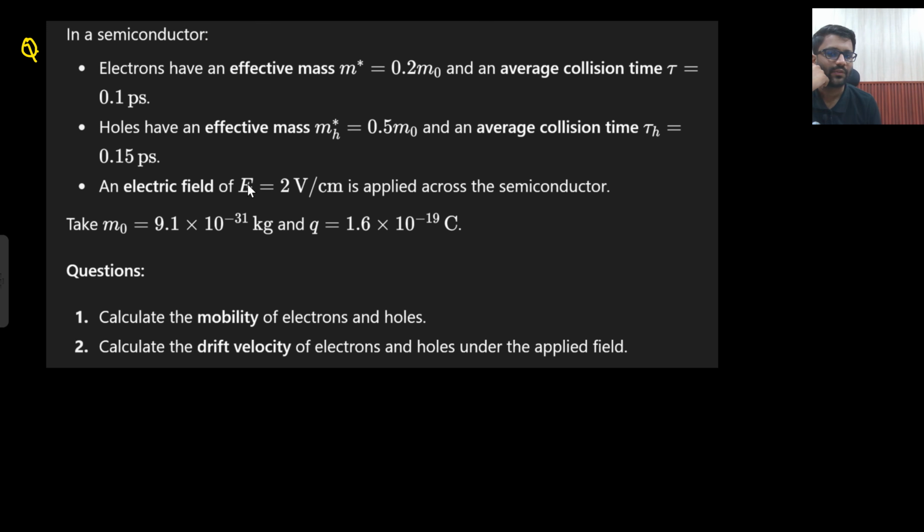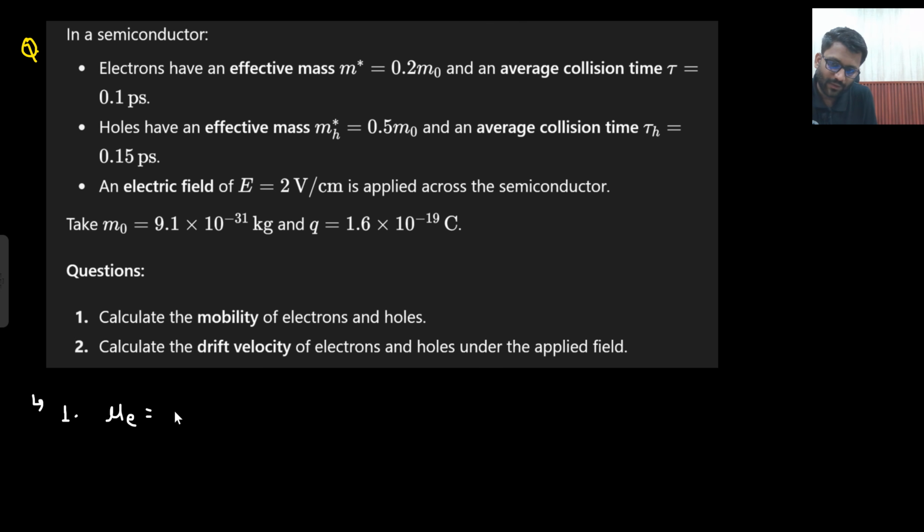Electrons have an effective mass of m star equals 0.2 m naught, average collision time of 0.1 picosecond. Holes have an effective mass of 0.5 m naught, average collision time of 0.15 picosecond. Applied electric field is 2 volt per centimeter. m naught is given, q is given. Find the mobility of electron and mobility of hole.